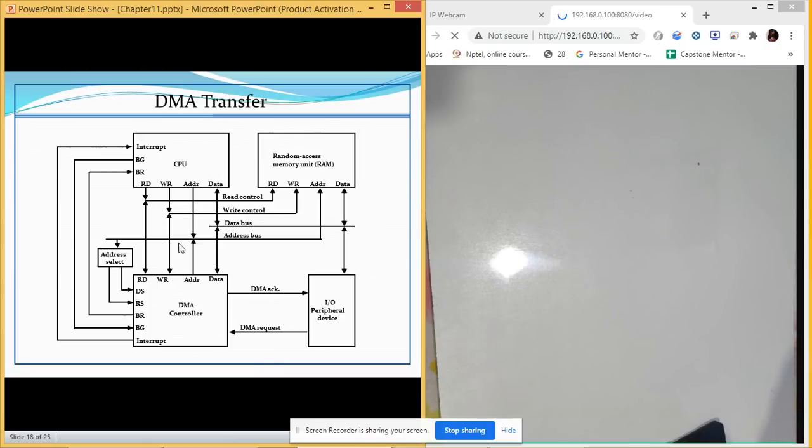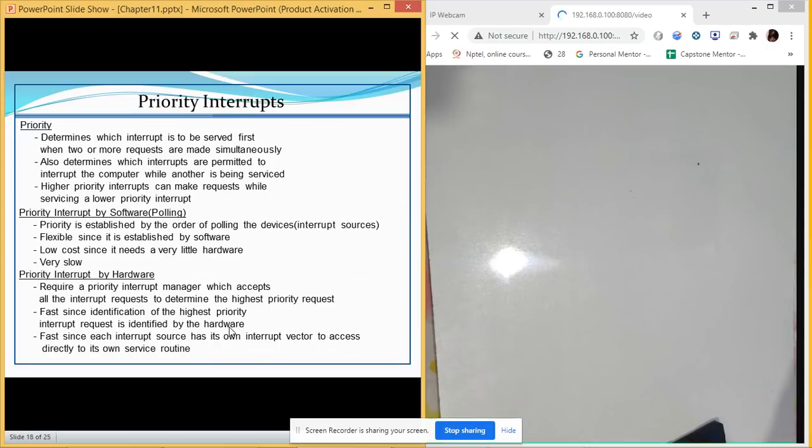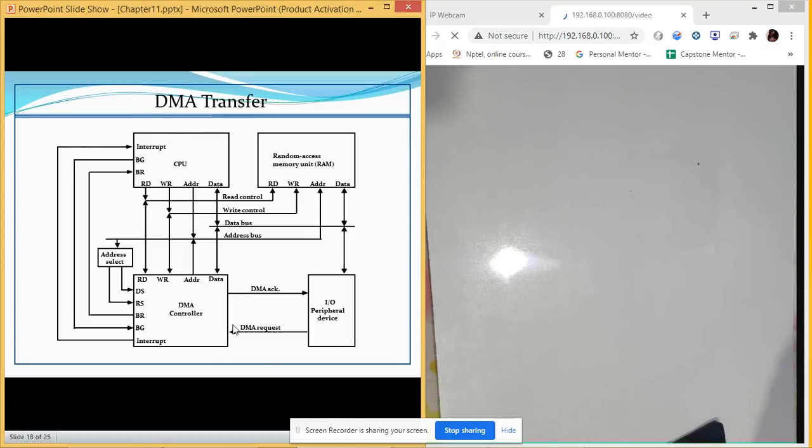These write and read lines are directly used by the DMA controller because they are connected here. If you check with the DMA, they are also connected with the RAM and with the CPU. So the CPU is going to access the same RAM which the DMA controller can access. Now, if a peripheral device wants to send some data, it firstly sends a DMA request, which reaches at this place.